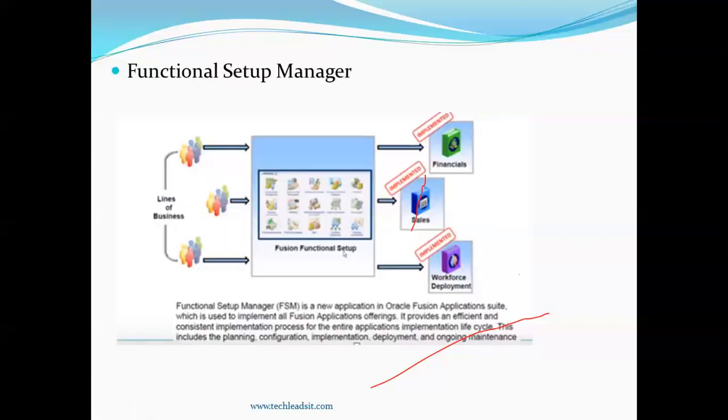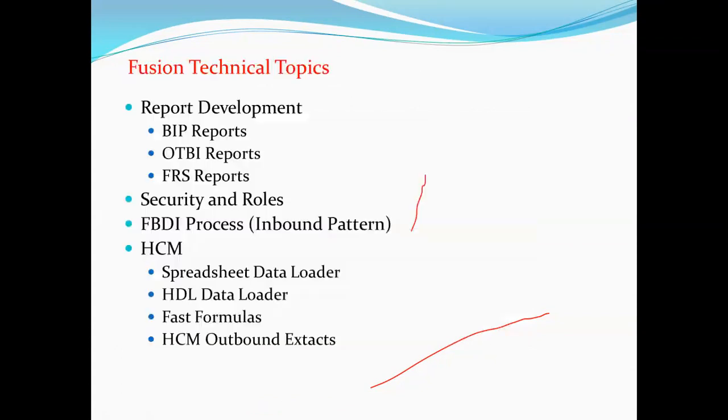Okay, this is up to a little bit of introduction to our Fusion applications cloud systems. Now I will start the actual technical content, what I am trying to cover in my part of the training. This is report development. First, we'll see the various report developments. We have BIP reports, OTBI reports, and FRS reports. Three kinds of reporting are available: BIP, OTBI, and FRS.